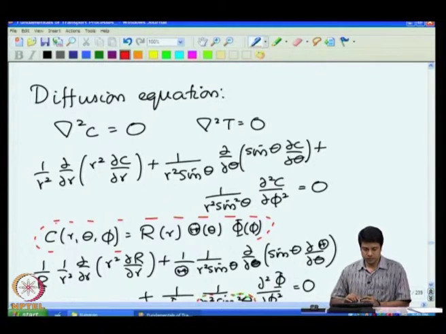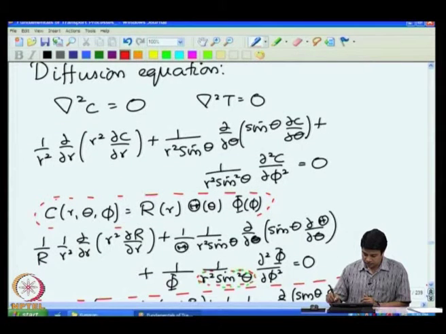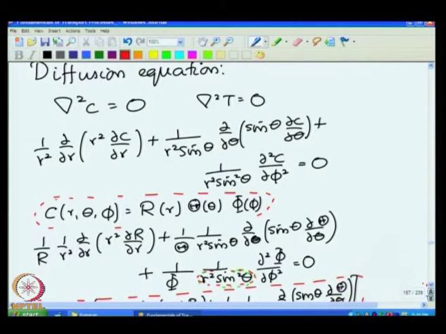And first we solved this using the procedure of separation of variables, where we write the concentration as the product of three terms, one of which is a function only of r, one is only a function of theta, and the third one is only a function of phi. And we separate out the dependencies on all of these three.